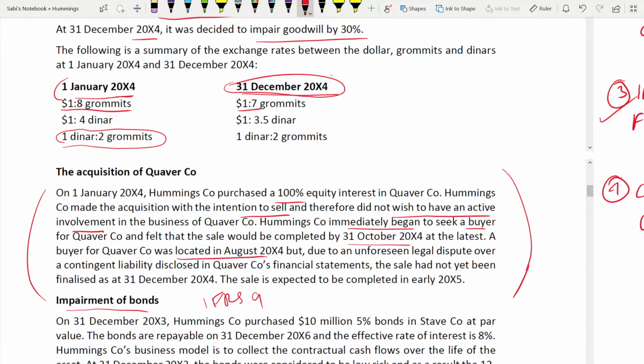But due to some unforeseen legal dispute, that means they couldn't predict, they couldn't foresee that this is going to happen, a contingent liability was disclosed. Because of that unforeseen event, the sale was not finalized until 31st December 2004. That means within 12 months, the sale didn't take place. It is expected to take place in early 2005. So this is with which standard? It is IFRS 5. You have to correctly identify the standard. If you correctly identify the standard, it is very easy for you to write the answer.